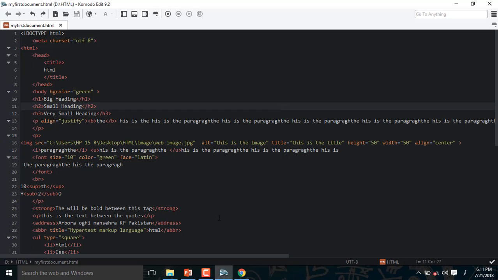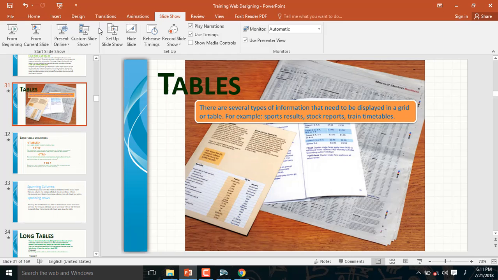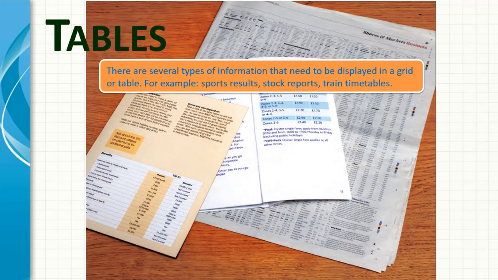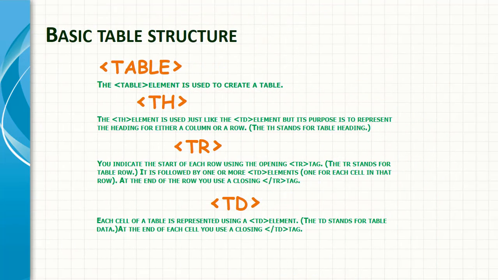After that I will discuss tables. What are tables and how can we use tables in our document? So what are tables? There are several types of information that need to be displayed in a grid or table. For example, sport results, stock reports, trends, timetables, etc. You can use tables for multiple purposes. So what is the basic structure of a table?